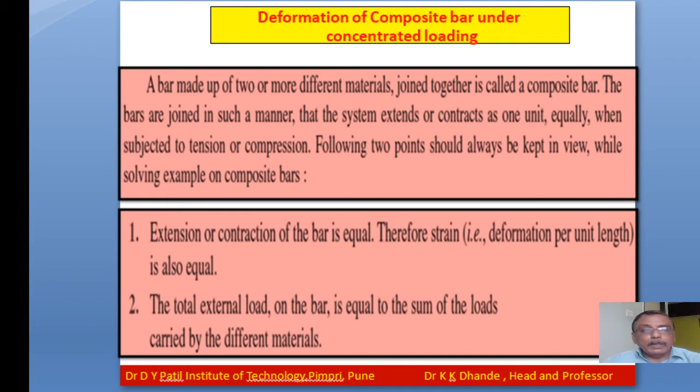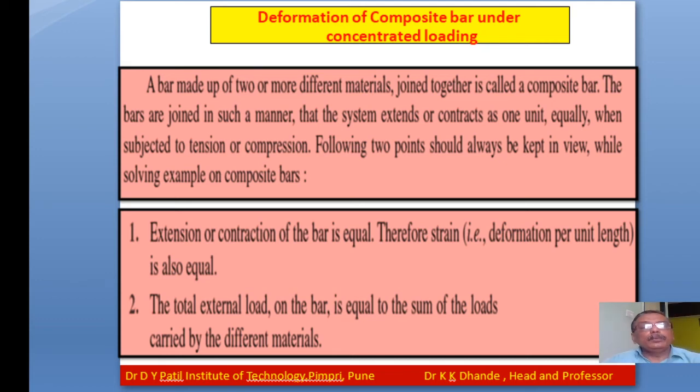A composite bar means there are two or more materials. A bar made up of two or more different materials joined together is called a composite bar. The bars are joined in such a way that the system extends or contracts as one unit equally when subjected to tension or compression.